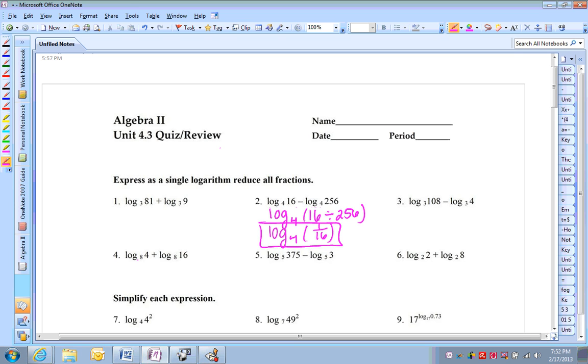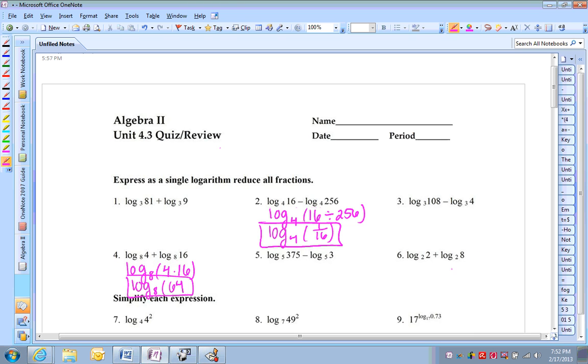Now on number 4, instead of subtracting two logarithms with the same base, we're adding two logarithms. We are adding log base 8 of 4 plus log base 8 of 16. So we are going to rewrite this as log base 8 of 4 times 16. And that becomes log base 8 of 64.